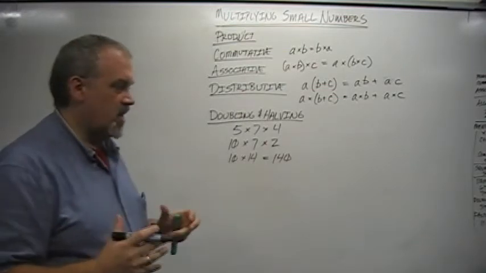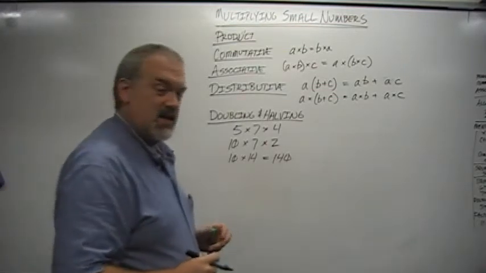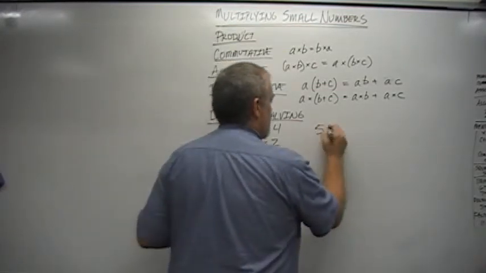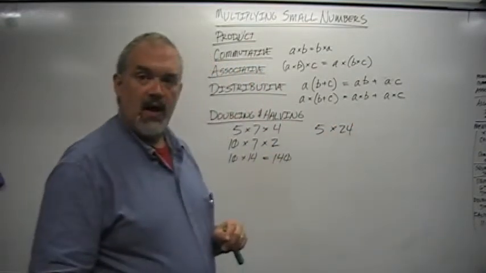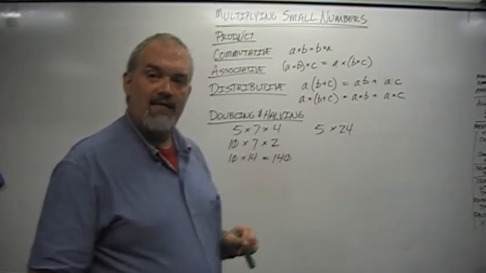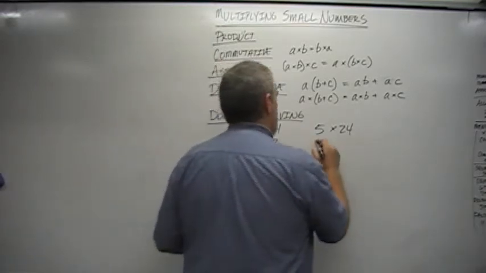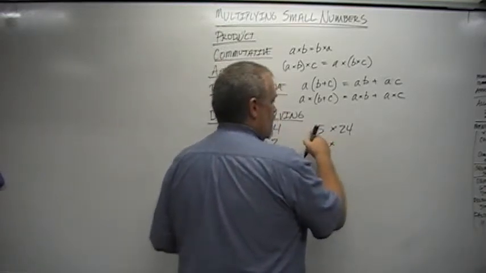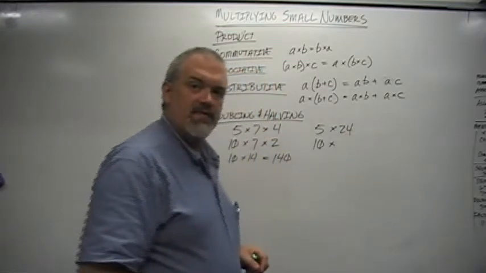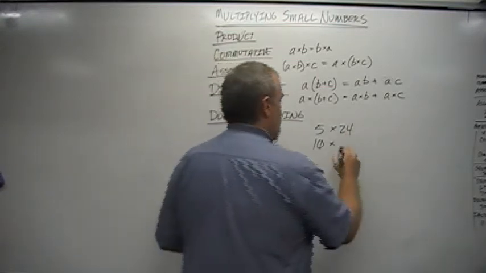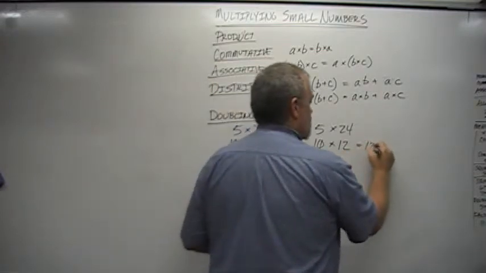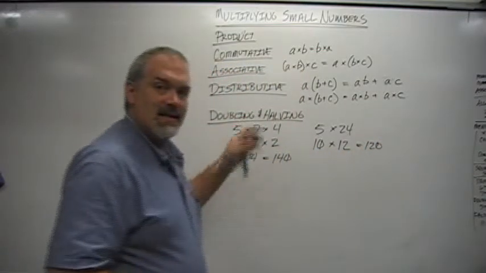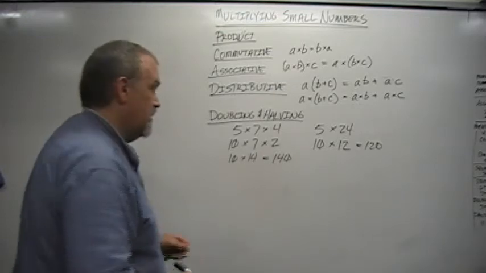Okay? Let's use another example. Let's say we had this problem. 5 times 24. Now that's a very good example. All we have to do is double the 5. That makes it 10, which is always easier to multiply. And since we doubled that, we're going to cut that in half. Half of 24 is 12. Now we have 10 times 12, which is 120. And that is the doubling and halving method.